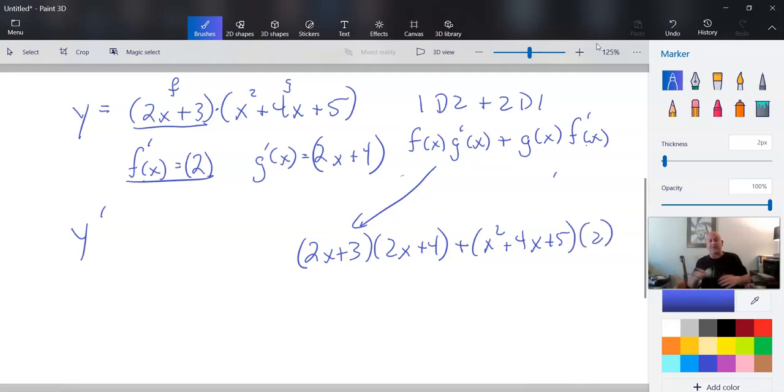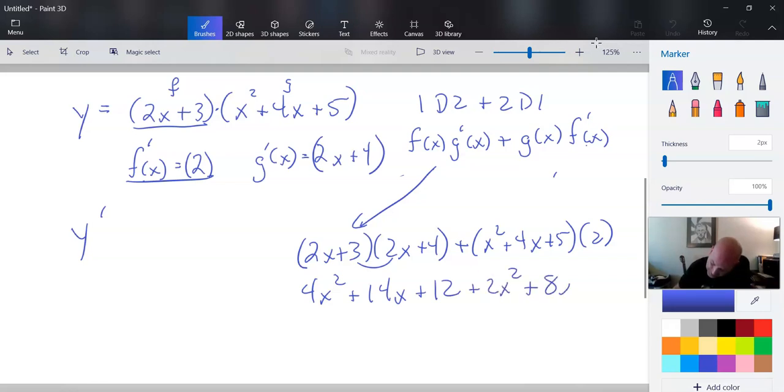So all we have to do now is multiply everybody out and collect our like terms. If I multiply this out, this is going to be 4x squared. My middle terms will be 6x and 8x, so that's plus 14x. And the last term is plus 12. And then over here, I have plus 2x squared plus 8x plus 10.